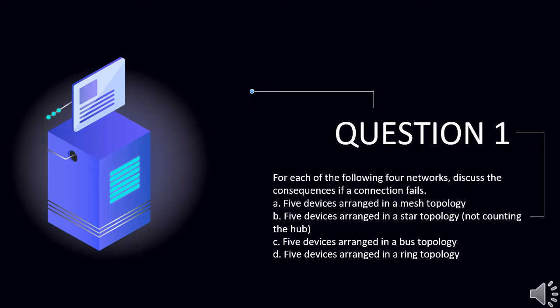Question 1. For each of the following 4 networks, discuss the consequences if a connection fails. A. 5 devices arranged in a mesh topology. B. 5 devices arranged in a star topology, not counting the hub. C. 5 devices arranged in a bus topology. D. 5 devices arranged in a ring topology.